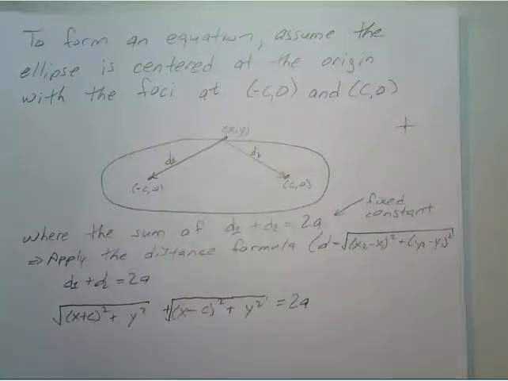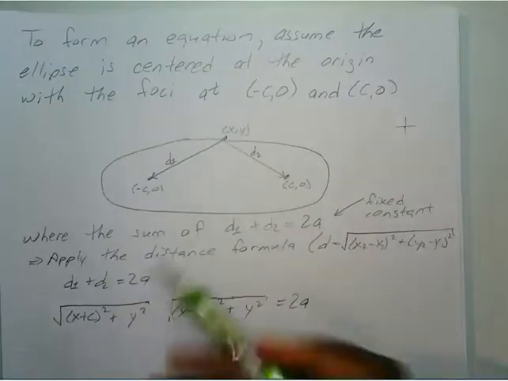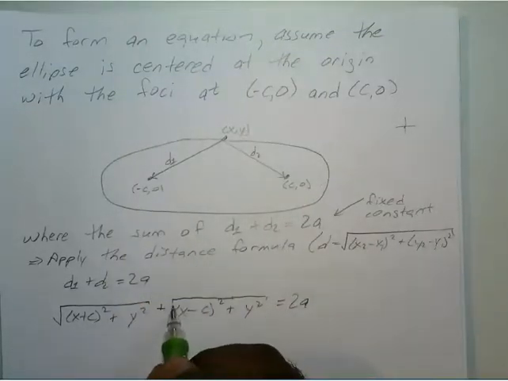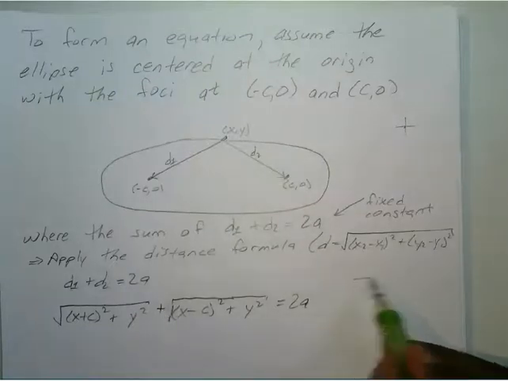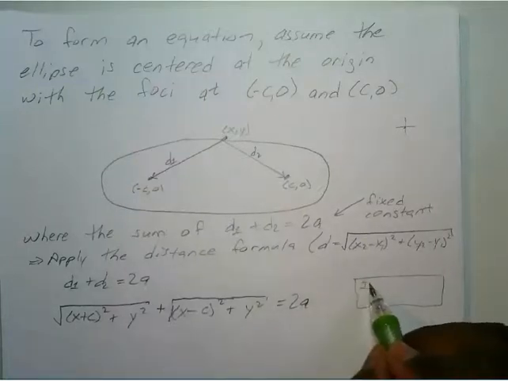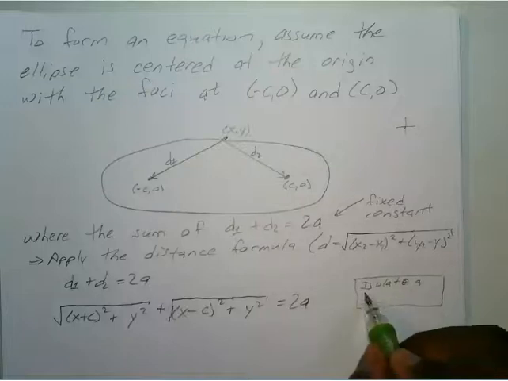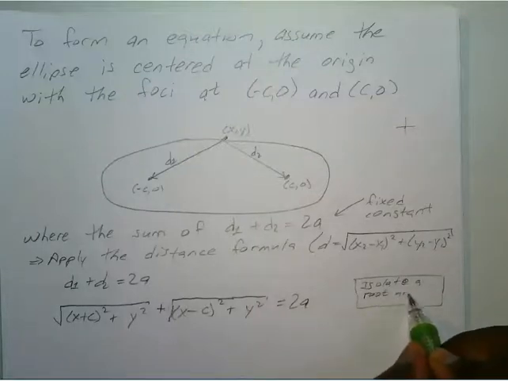All right, so what do we do here? Well, we have to get rid of those square roots. Let me move this plus sign over a little. There we go. So we isolate our square roots and remove the symbols by squaring. Isolate a root and square.